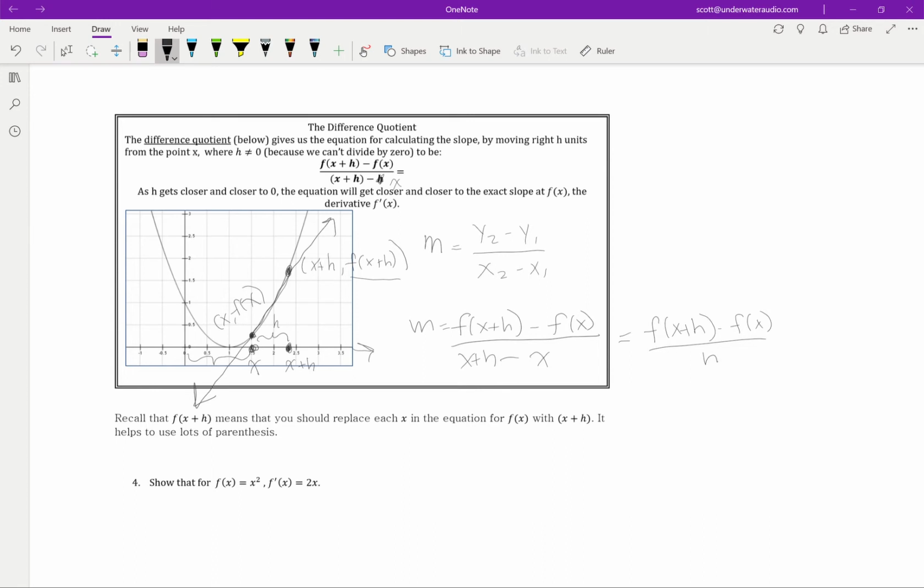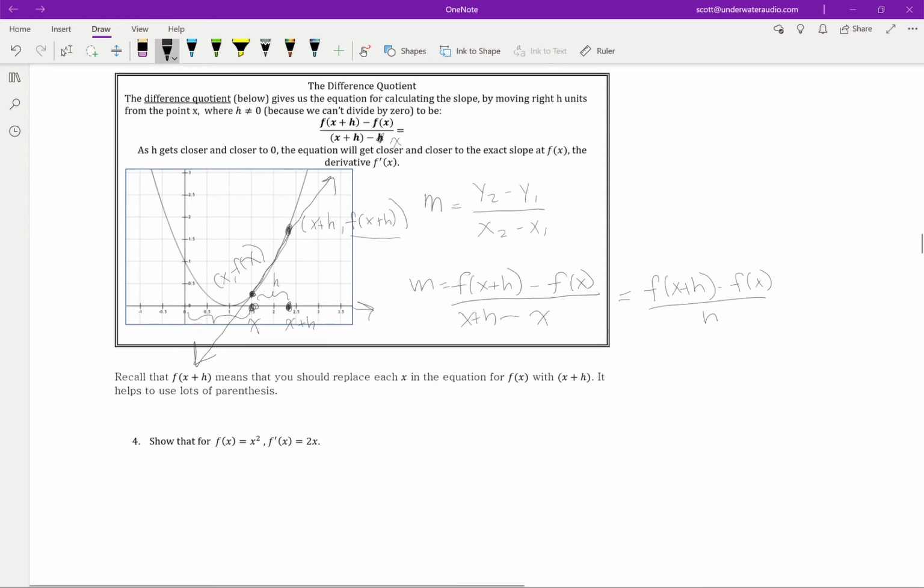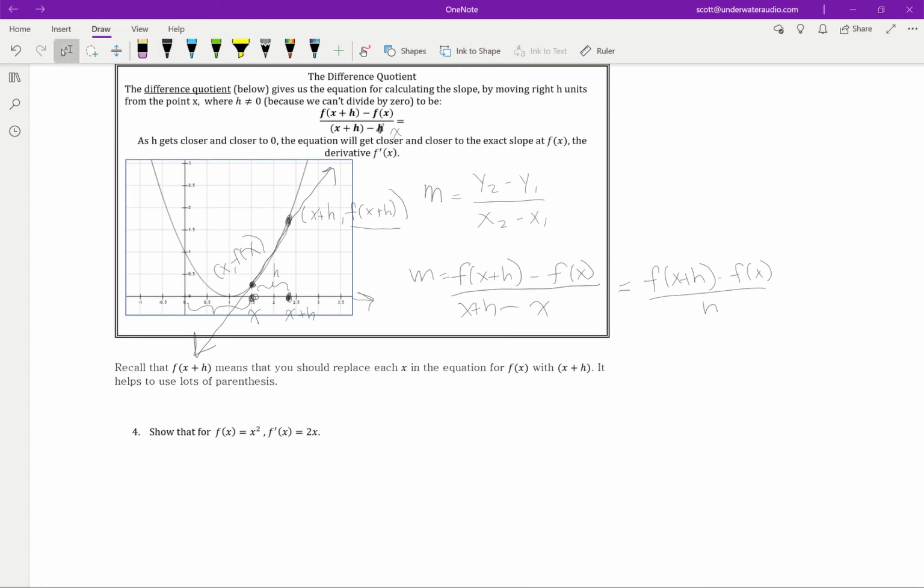Okay, so one thing to remember, if you're struggling a little bit, is that x plus h means you should replace each x in the equation for f of x with x plus h. I think that's a lot to take in, but an example couldn't hurt. So I'm supposed to show that for f of x equals x squared, f prime of x equals 2x. We're going to do a little bit of finagling, but we'll give it a shot using this difference quotient here. So I want to write down f of x equals x squared, and I want to plug it into my difference quotient. In order to do that, I'm going to need to know what f of x plus h is.